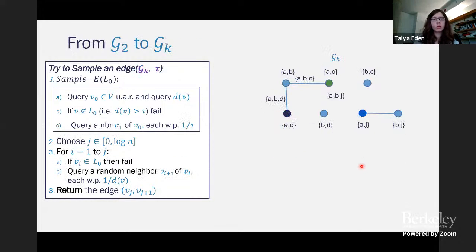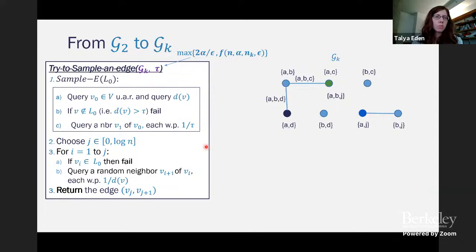So now let's see what we do in order to sample in GK. So we have our base case, and now we want to go from G2 to GK. Okay, so how does the algorithm change? We want to start with roughly the same algorithm, but we have to adapt because we don't have query access to GK. So first, what changes is this value of tau. It still has this first term, 2 alpha over epsilon, but it's also the maximum between this term and another term that also depends on n, alpha, k, and epsilon, which I'm not going to get into.